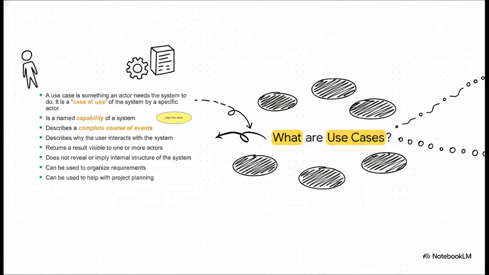Okay, so what about the actions? What are use cases? Well, a use case is a named capability of a system. It basically describes a complete course of events that returns a visible result back to the actor. Think of it as a specific reason the user interacts with the system in the first place. Notice that a use case doesn't reveal anything about the internal coding or the structure of the system. It just says what the system needs to do, like clear fire alarm. It totally ignores how it's actually going to pull that off behind the scenes.